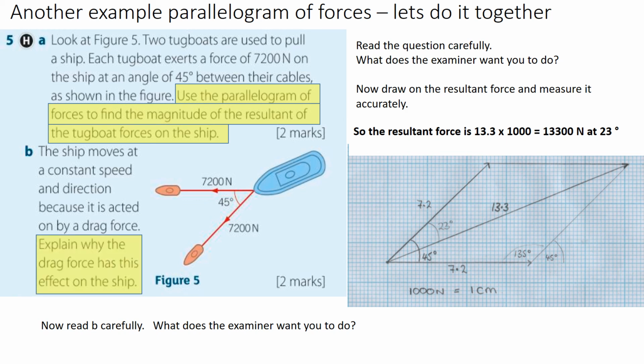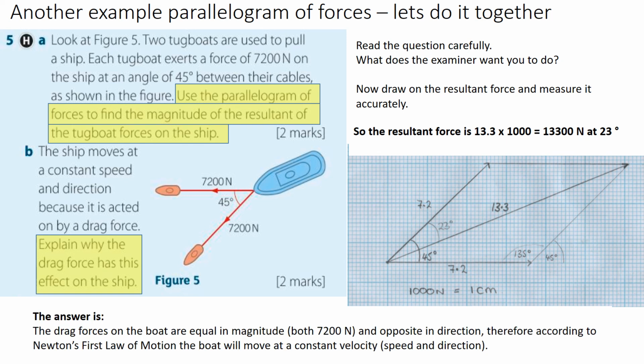Explain why the drag force has an effect on this ship. What does the examiner want you to do? Think about the first law. The drag forces on the boat are equal in magnitude and in the opposite direction. Therefore, according to Newton's first law of motion, the boat will move at constant velocity, that is, constant speed and direction.